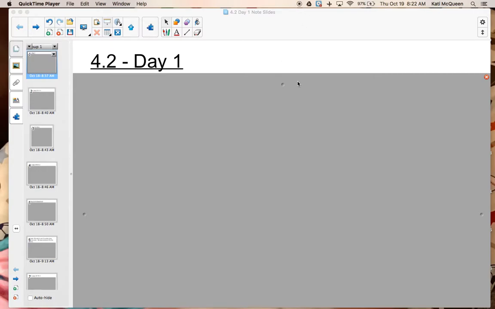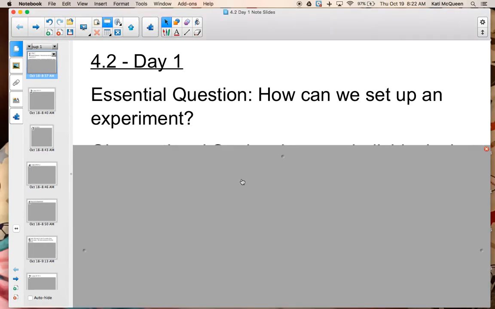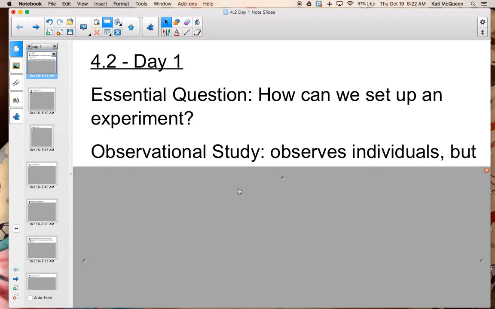All right, so we are looking at some of the basics in setting up an experiment today. So our essential question is, how can we set up an experiment? So first of all, we have to distinguish what things are experiments and what are not.